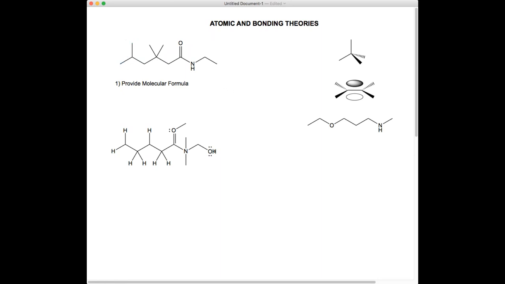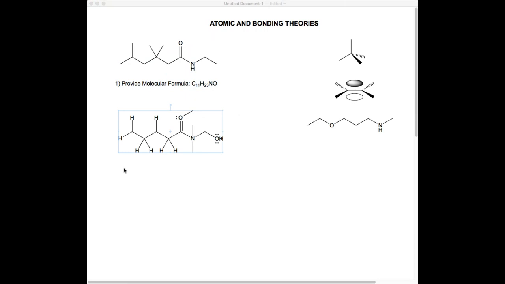Okay, so the molecular formula for this compound will be C11H23NO. Okay. Now, does anybody have any question in regards to this question? Ruth, did you have a question?